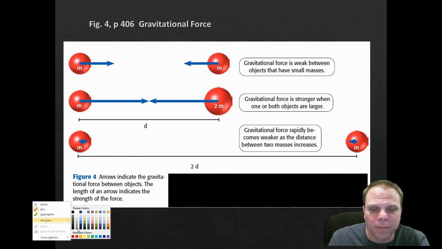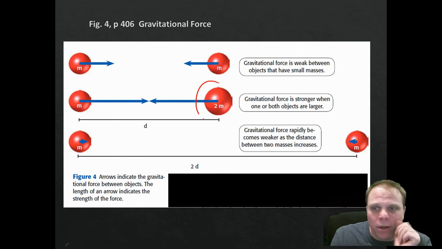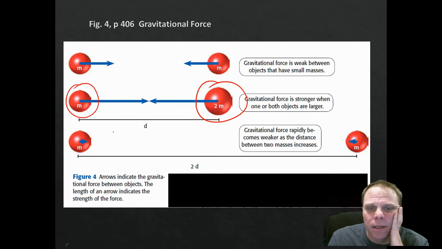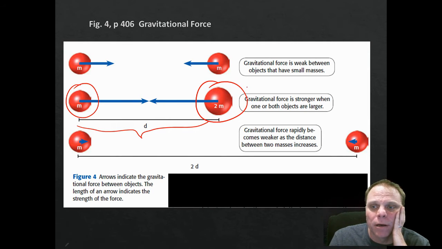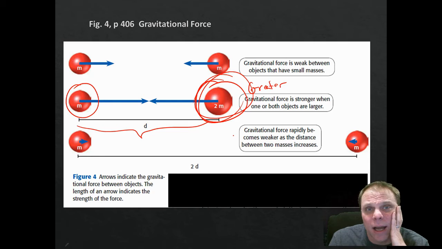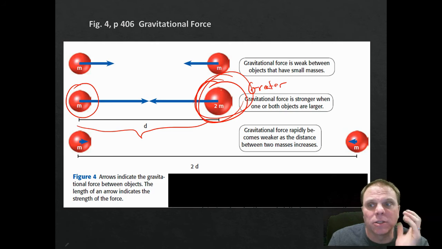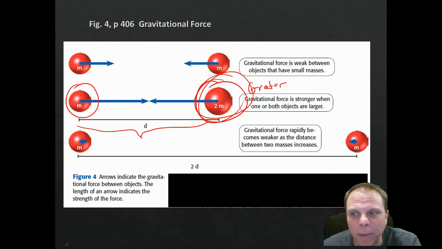I keep changing ink colors here. You'll notice this one is 2 meters. This one's 1 meter, okay? Now, the distance here is the same between these two balls, but this one is going to have a greater gravitational force. Why? Because it has a bigger mass. So if you have bigger mass, you're going to have greater gravitational pull. So the mass here is just 1m, and here you have 2m. That's 2 times the mass, basically, is what they're trying to show here.